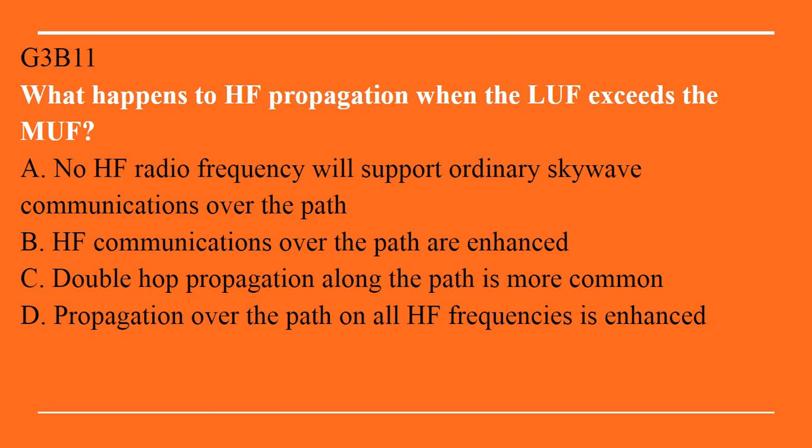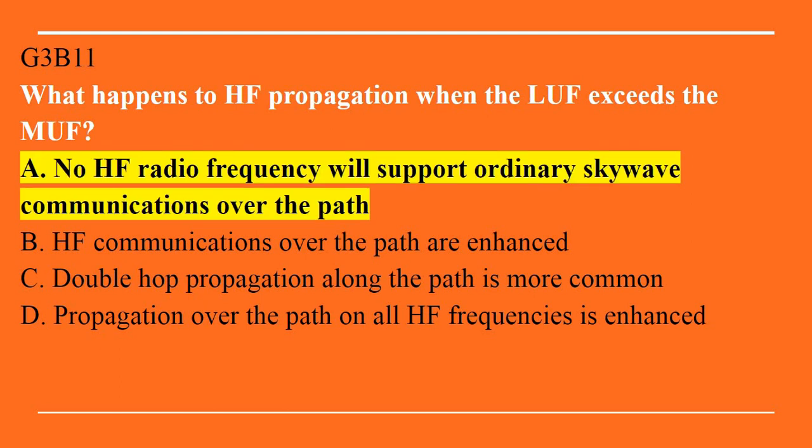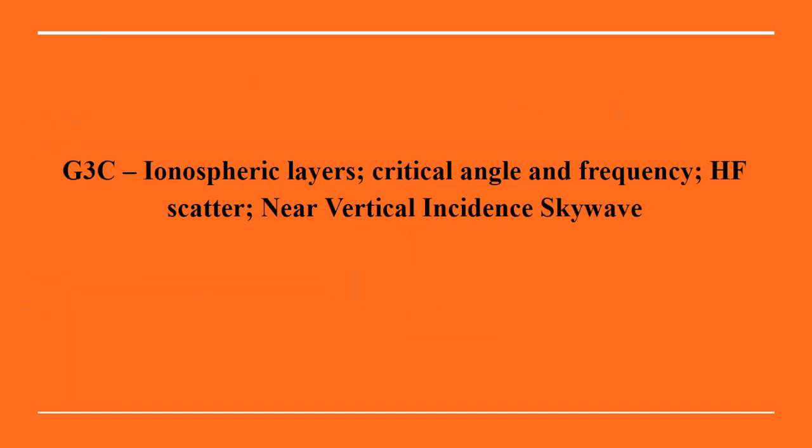G3B11, what happens to HF propagation when the lowest usable frequency exceeds the maximum usable frequency? A. No HF radio frequency will support ordinary skywave communications over the path. B. HF communications over the path are enhanced. C. Double hop propagation along the path is more common. Or D. Propagation over the path on all HF frequencies is enhanced. Correct answer A. No HF radio frequency will support ordinary skywave communications over the path.